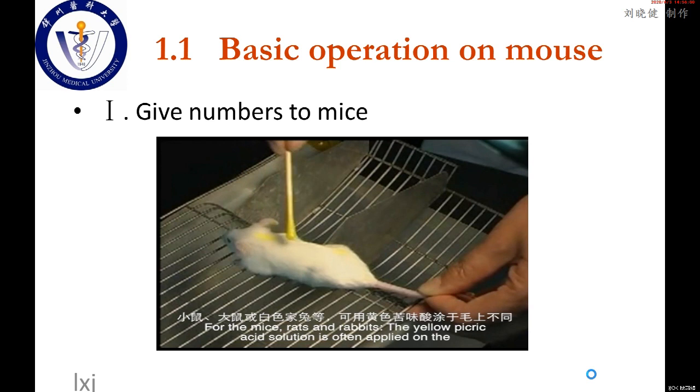However, these animals, like these mice, they look much similar. It's so difficult to recognize them. So before you administer drugs to them, you should mark them and give numbers to them. So first let's study how to give numbers to mice. Please watch this video.